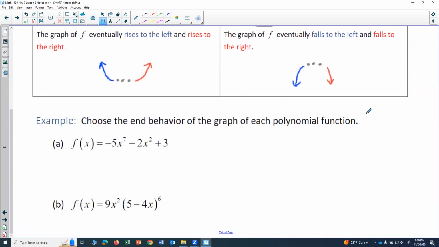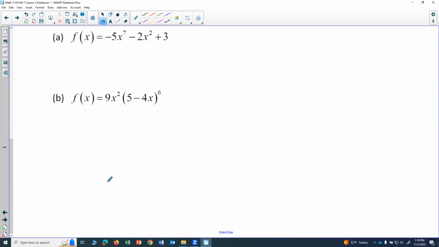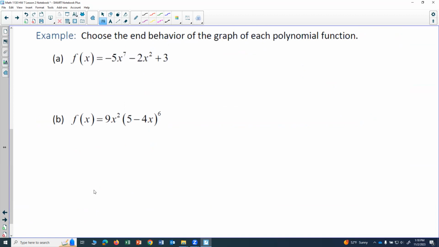Let's look at some examples here. We want to choose the end behavior of the graph of each polynomial. So our first one is f of x equals negative 5 x to the 7th minus 2x squared plus 3. So let's look at our leading term first. So this is our leading term, and our degree is 7.